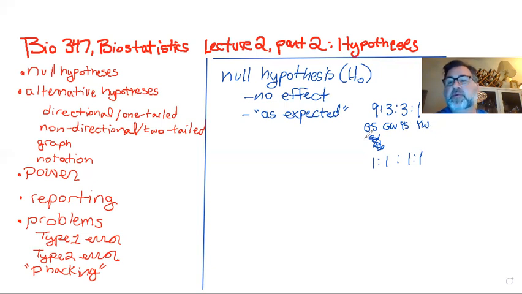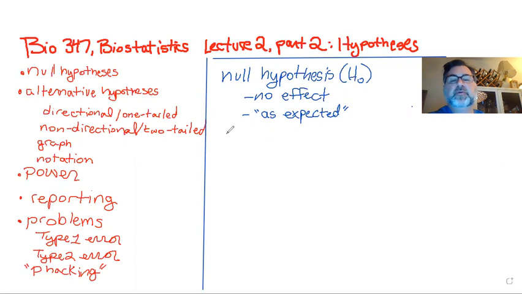So it's important to understand what your null hypothesis is. Is it just that you have no idea what's going on, or do you expect things to turn out as expected? It's important that you understand what you're testing. So the null is one of no effect, and the alternative to that is that you do have an effect.